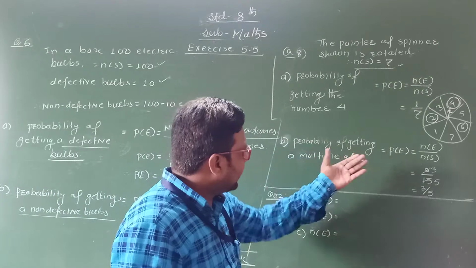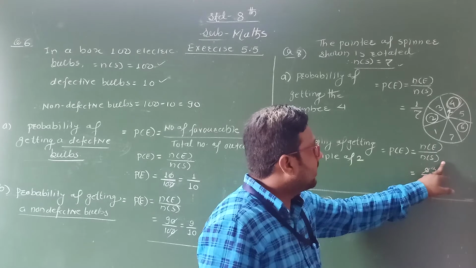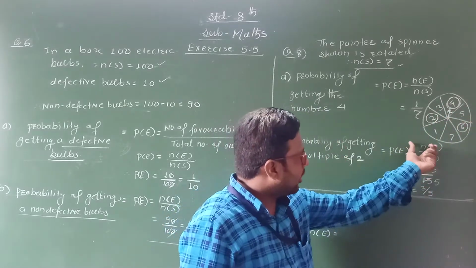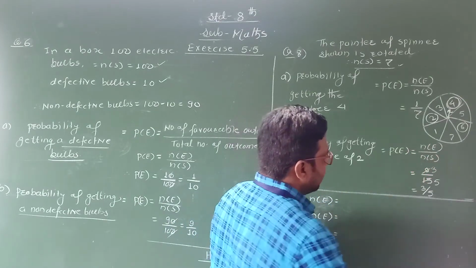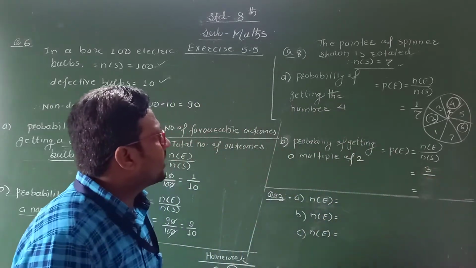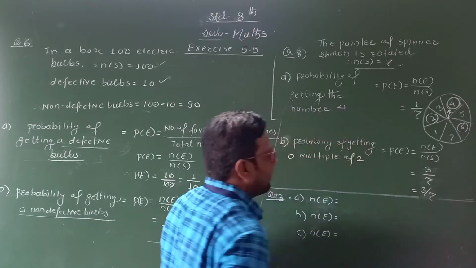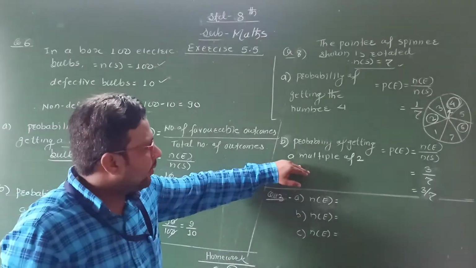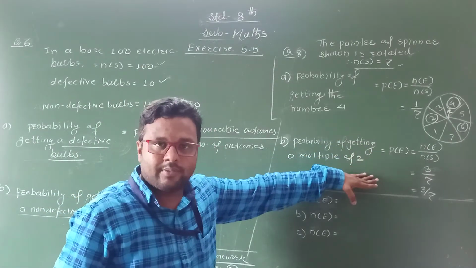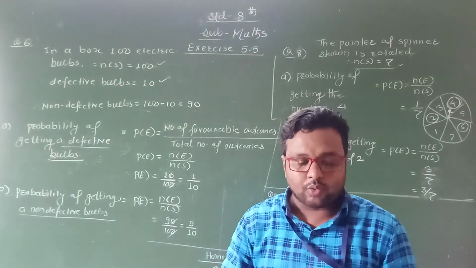Therefore, the probability of getting a multiple of 2 is given by P(E) is equal to n(E) upon n(S). Multiples of 2 are 2, 4 and 6. 3 numbers are there. Therefore, n(E) here we put 3. And n(S) is given as 7. Therefore, its probability is what? 3 upon 7. Clear? This is the probability of getting a multiple of 2, that is 3 upon 7. I hope students, you understand both questions, how to find the probability for an event.